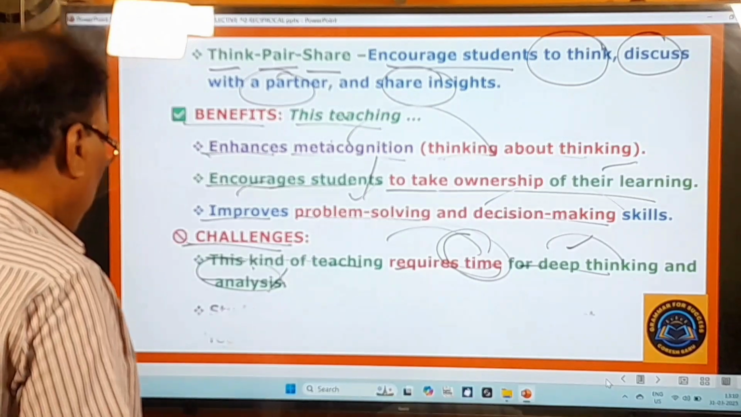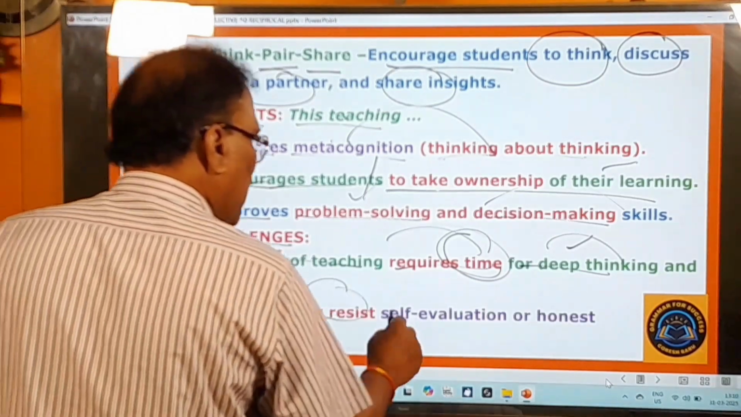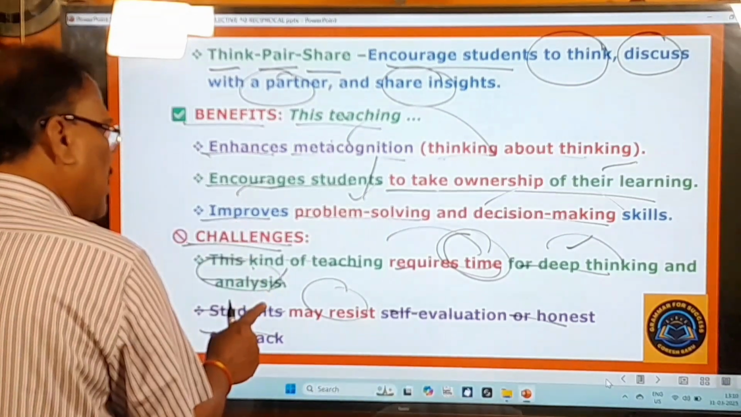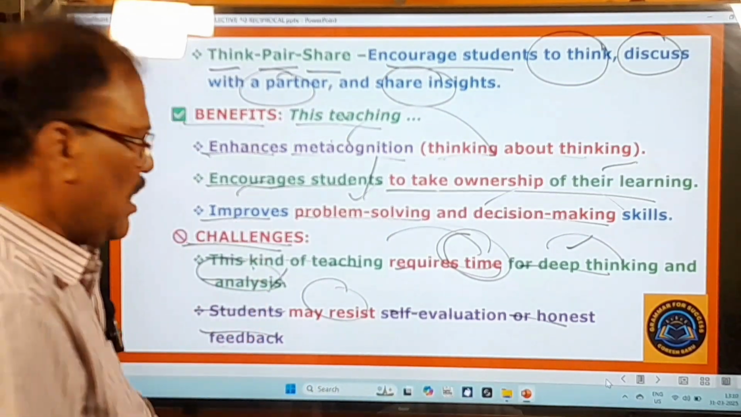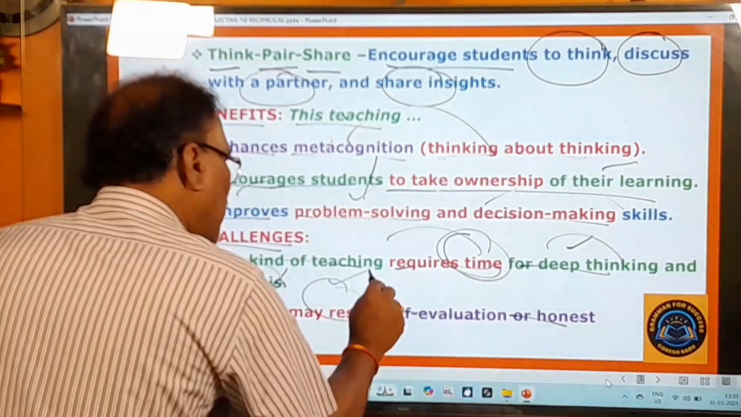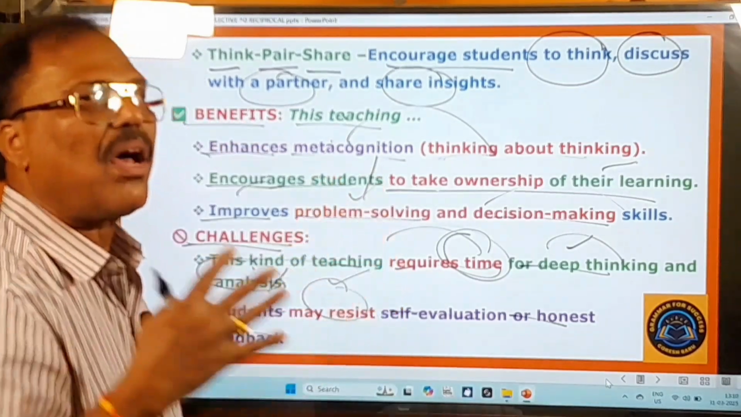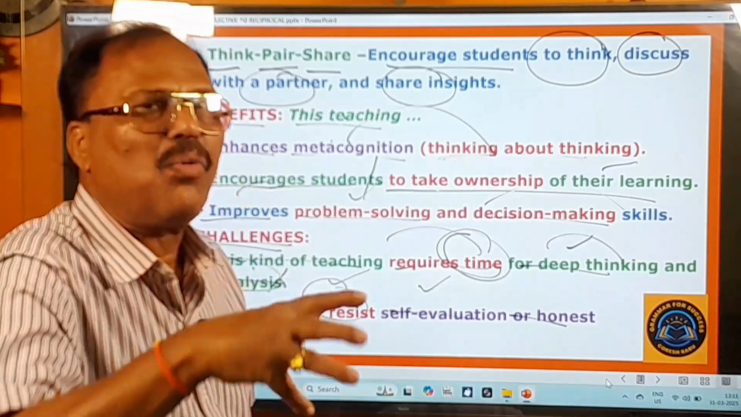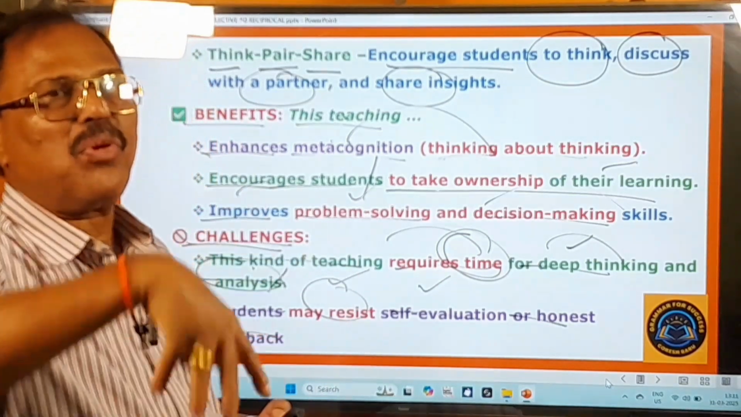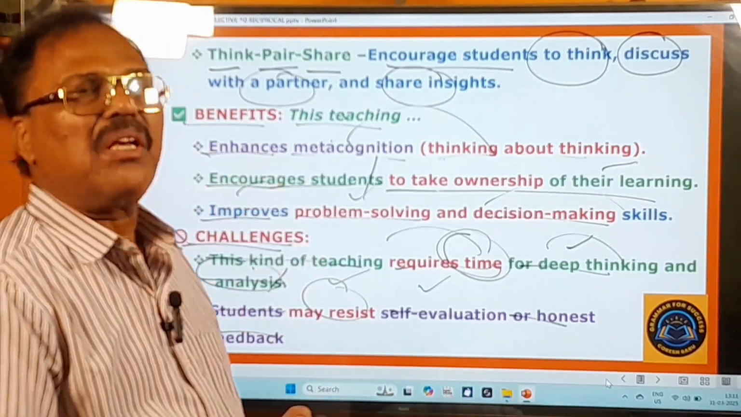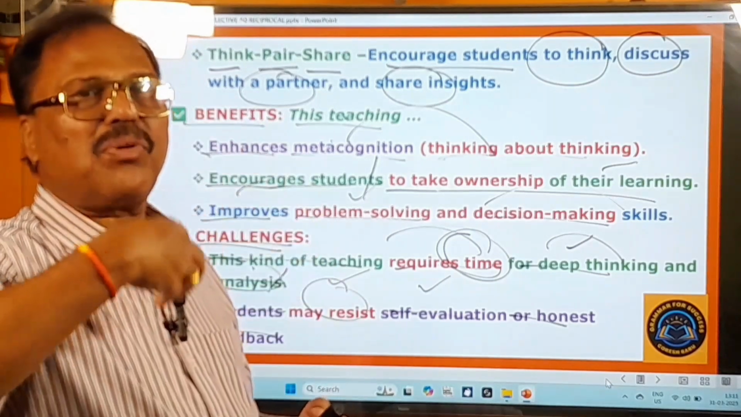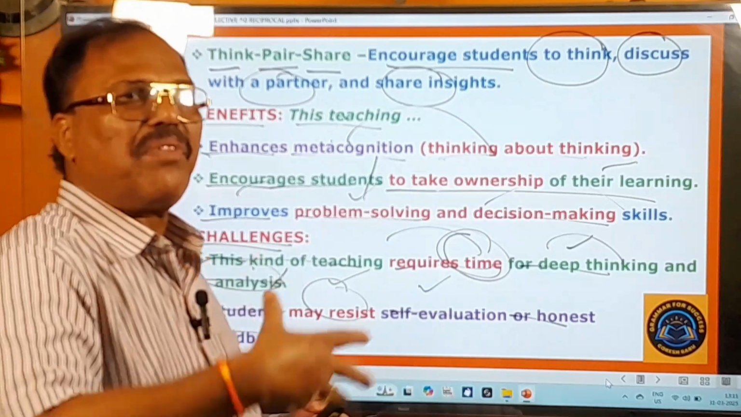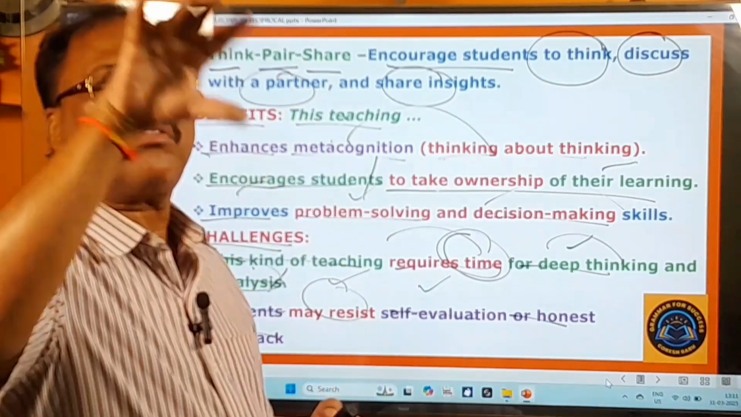Okay, and here students may resist self-evaluation or honest feedback. So here, the second disadvantage of this reflective teaching is the students might resist. Resist means defy or oppose self-evaluation. Self-evaluation means evaluating one's own self, one's own actions, or assessment of one's own actions. So that's called self-evaluation, evaluating his own answer sheets.